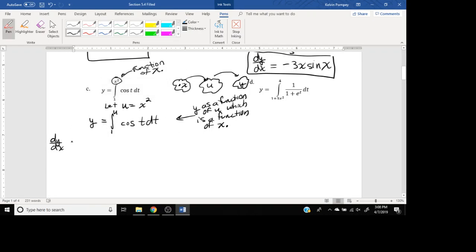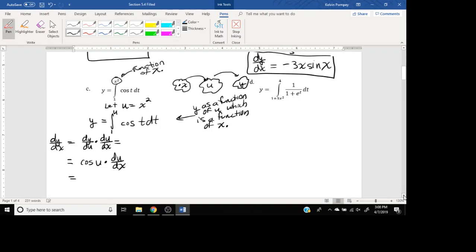And so when I do my derivative, this is going to be a dy over du, but since that u is a function of x, by the chain rule, I have to multiply it by du over dx. So when I do this derivative, it is going to be from my fundamental theorem. I'm going to come under here. dy/du is basically cosine of u, but I've got to multiply that by du/dx.